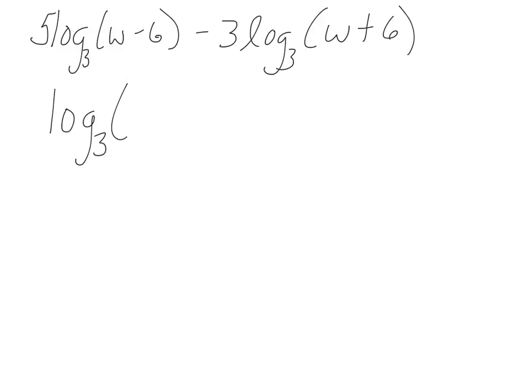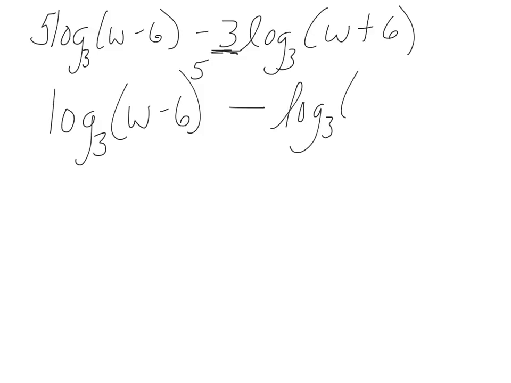So log base 3 of (w minus 6) to the 5th. Copy that minus sign, but that 3 is an exponent. So we're going to do minus log base 3, which does not change. The w plus 6 does not change, but we will put the third power up there. So that's pretty tight. We have a minus sign left over.